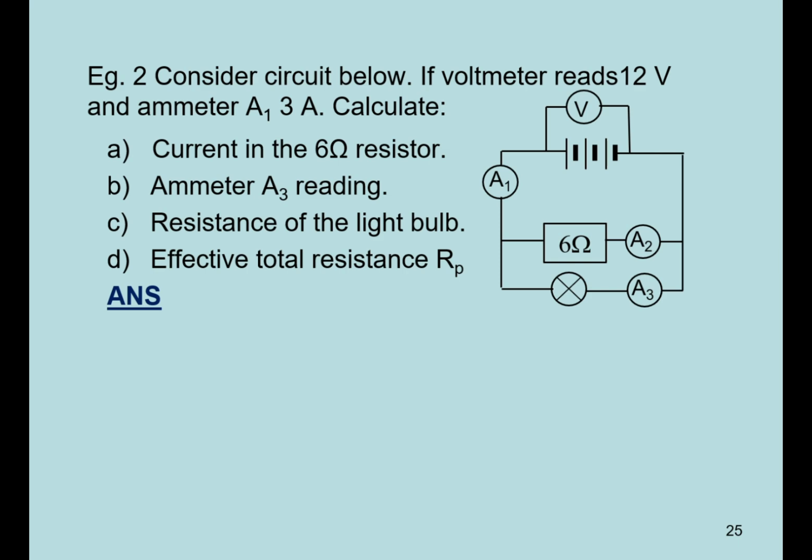Let's now contrast that with a parallel circuit. Consider it below. There's a 12-volt battery. So the voltage there is 12. And the ammeter A1, that's this one, measures 3 amps. Now they want to know what's the current through this part, because the 3 amps comes and divides. Some of it goes this way and some of it goes that way. We're also asked to find out what this reading is, ammeter number 3, and hence the resistance of the bulb, and then the effective resistance of the combination.